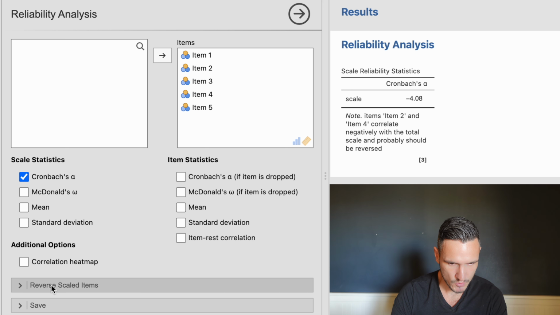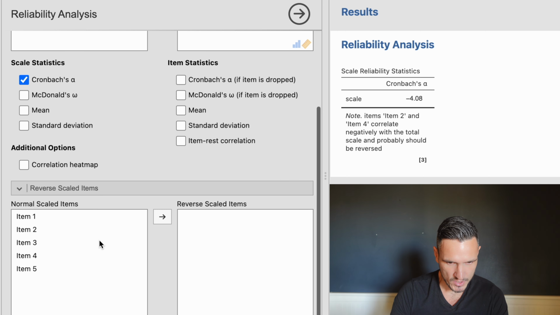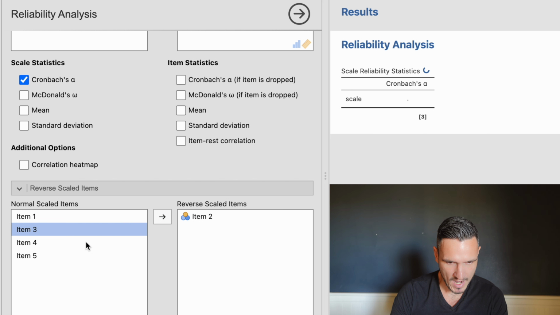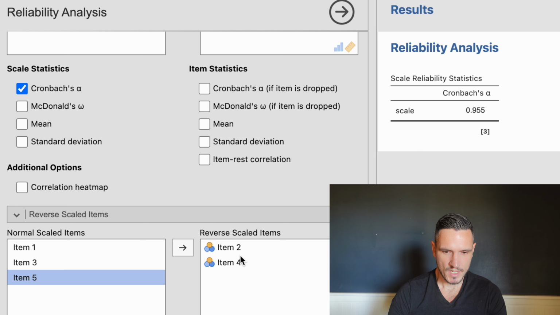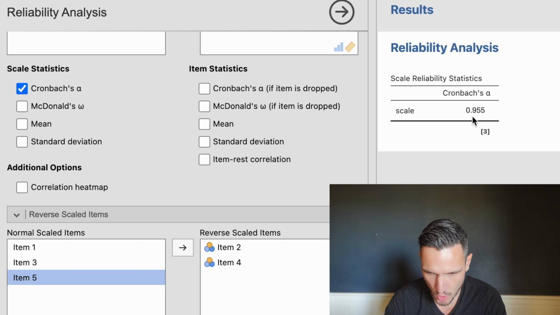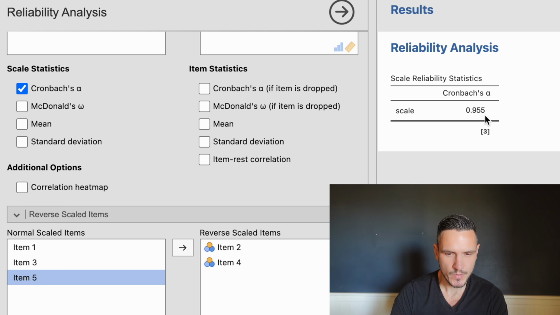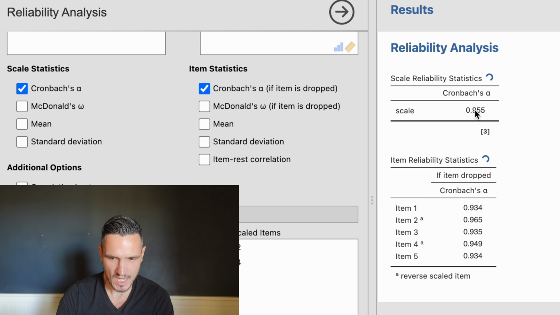We just go down here to reverse scaled items, and then we can transfer item 2 and item 4 over to this box. And now that Jamovi knows that items 2 and 4 go in the other direction, we have this much better Cronbach's alpha value of 0.955. One final thing we can do is tick this Cronbach's alpha if item is dropped box. If we tick this, it tells us whether the Cronbach's alpha value will improve if we remove any of these items from the questionnaire.